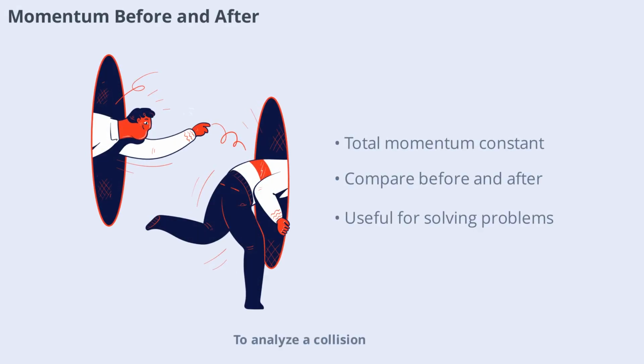To analyze a collision, we compare the total momentum of all objects before and after the event. According to the law of conservation of momentum, the total momentum remains the same, provided no external forces act.